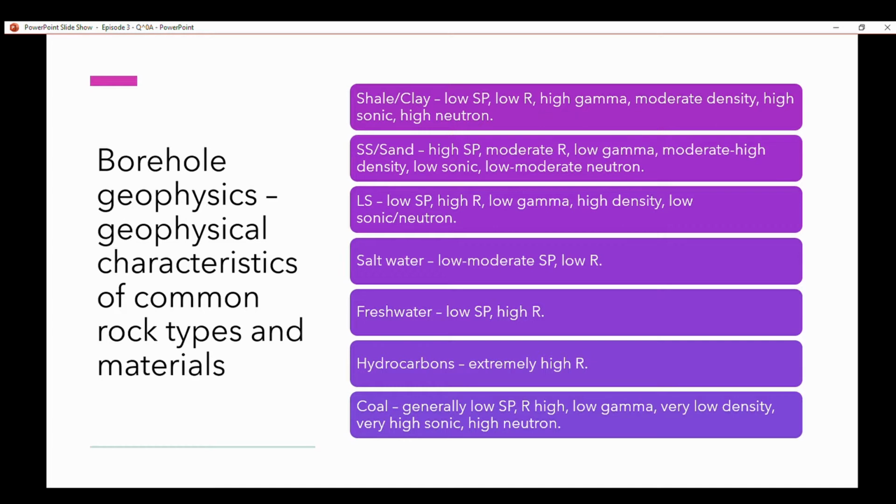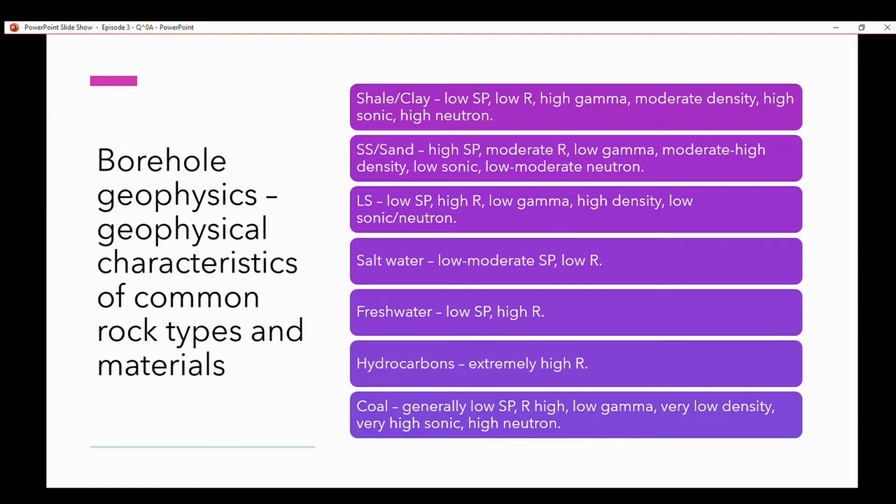Salt water is low to moderate spontaneous potential with low resistivity, which means high conductivity. Pure water is actually not conductive of electricity, which was surprising when I first took physics, but the electrolytes or the dissolved salts in water is what makes it conductive to electricity. Fresh water will have low spontaneous potential and obviously high resistivity. Hydrocarbons have extremely high resistivity, and coal has generally low spontaneous potential, high resistivity, low gamma, very low density, and very high sonic, high neutron.